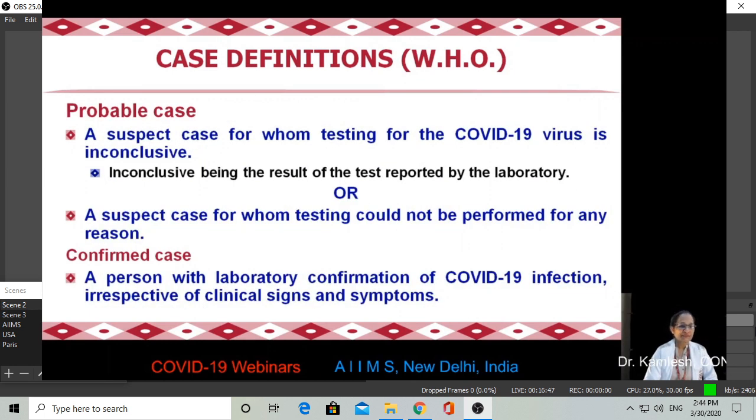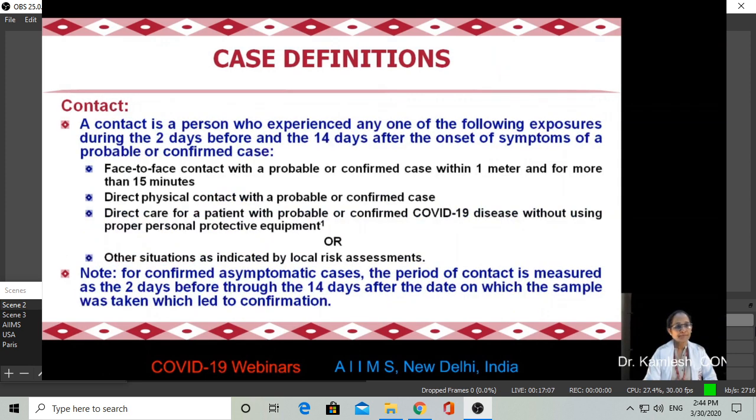What are the probable cases? A suspect case for whom testing for the COVID-19 virus is inconclusive, or a suspect case for whom testing could not be performed for any reason. What is a confirmed case? A person with lab confirmation of COVID-19 infection, irrespective of clinical signs and symptoms.